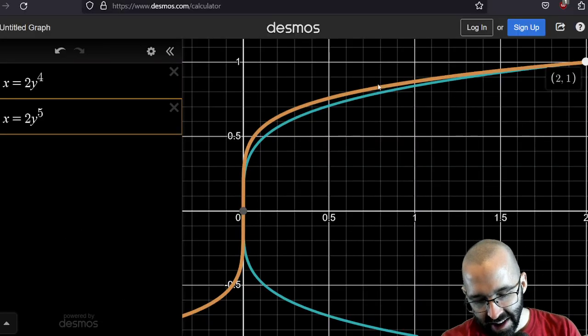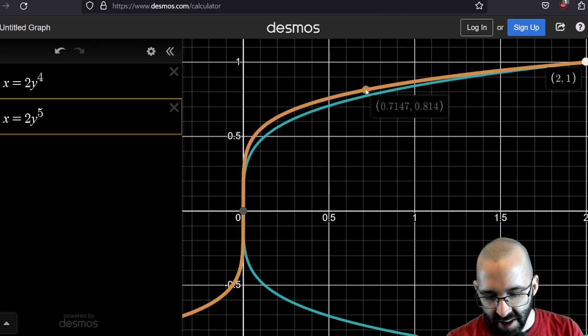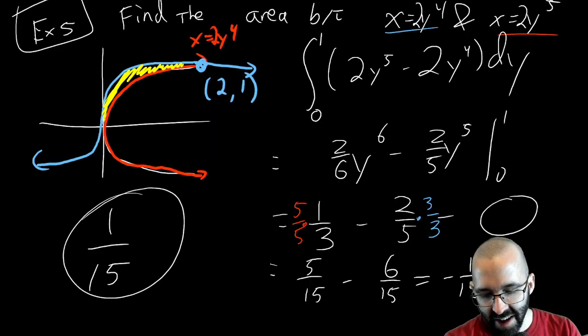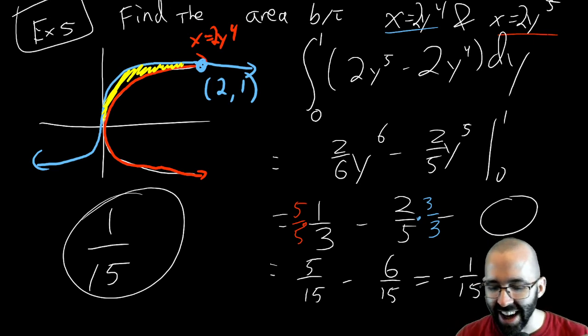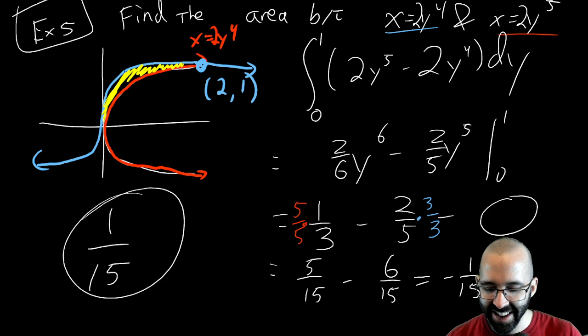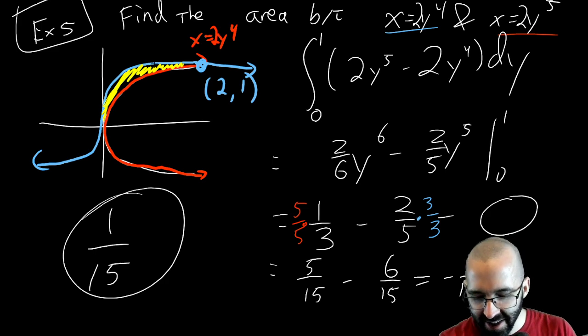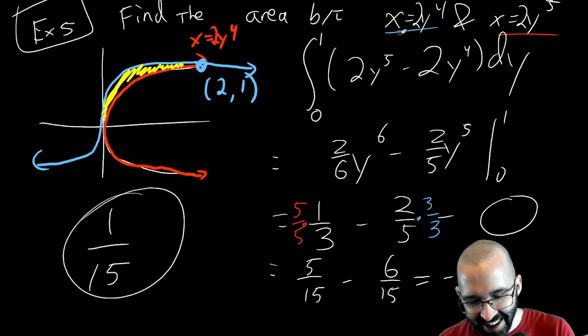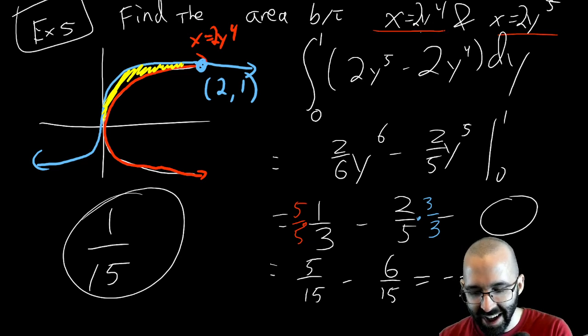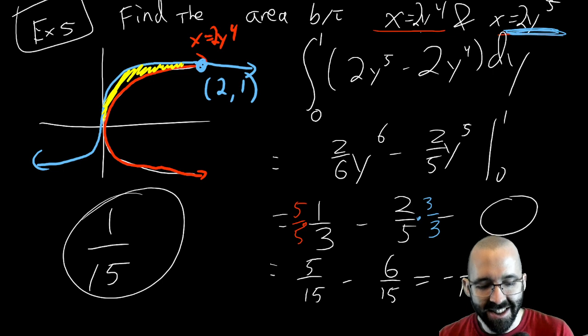Hold on. This orange one is the one to the 5th. The top one should be the 5th. Oh, I graphed it wrong over here. Wait, no, I didn't. I did it right. Top one is the 5th. Oh, I color coordinated it wrong though. This is red. And this is blue.